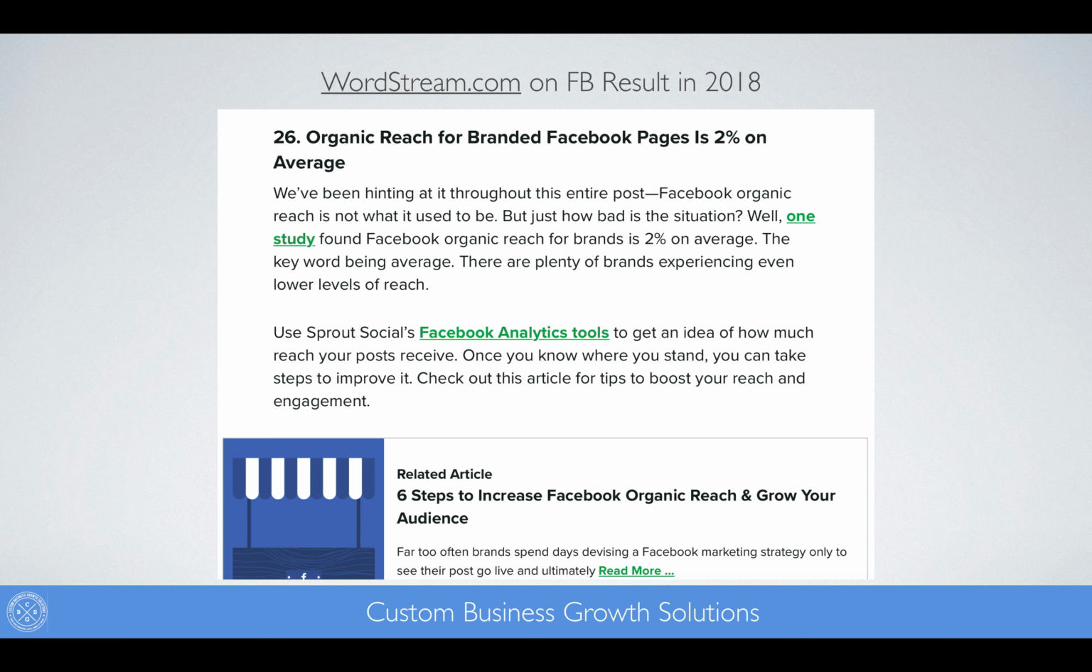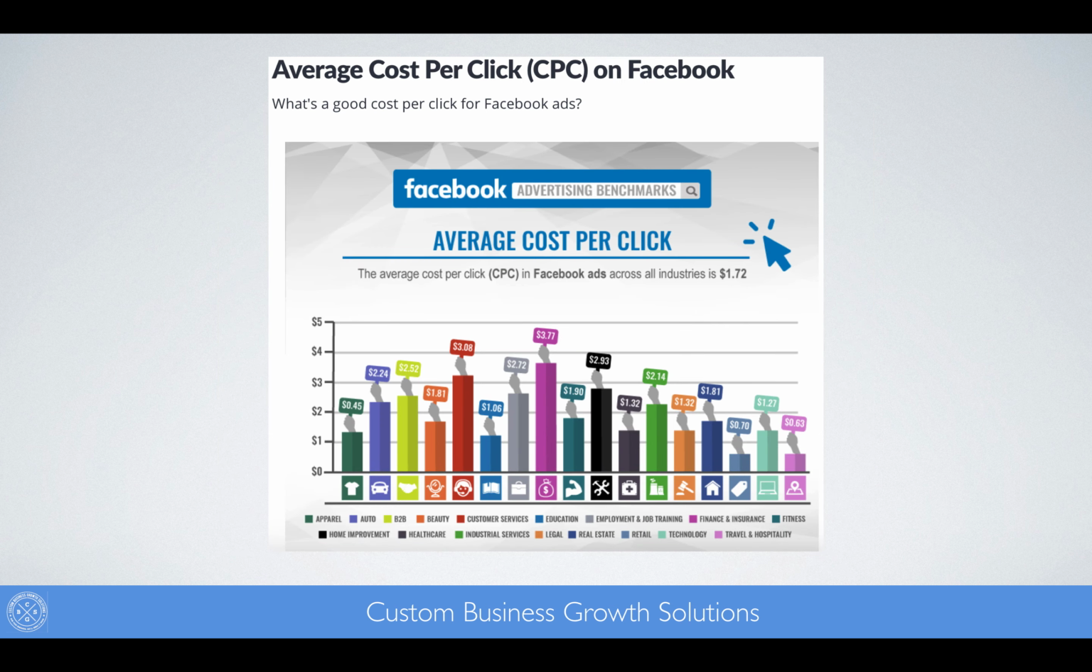Now, the other side of that is when you actually create targeted Facebook ads, you pay Facebook to put it in front of people, and that is much more effective. This same research showed the average cost per click on Facebook is $1.72 across all industries. So $1.72 to get somebody to click a link, go to your website, or download information, or better yet, even give you their contact information.